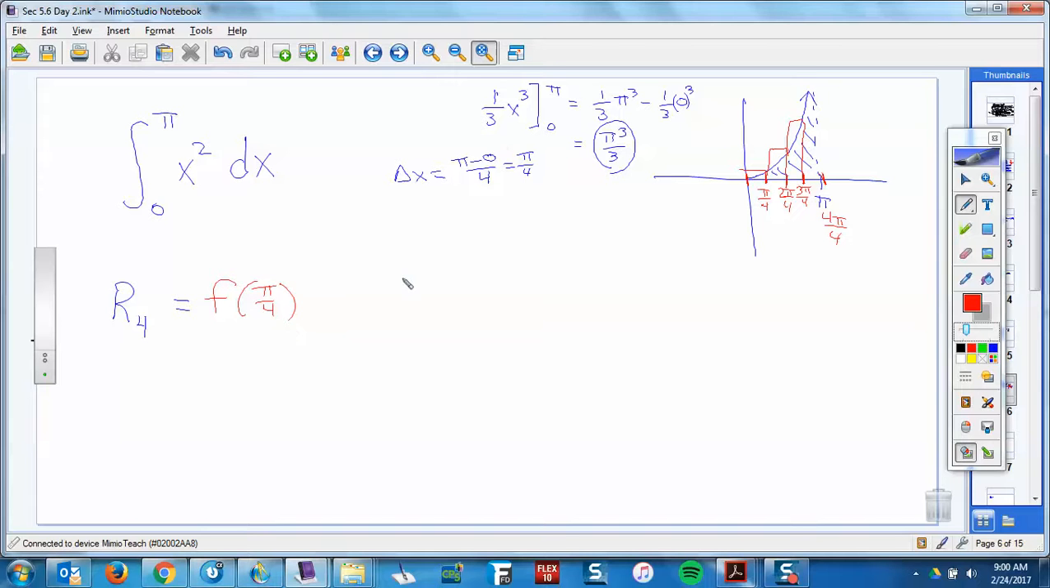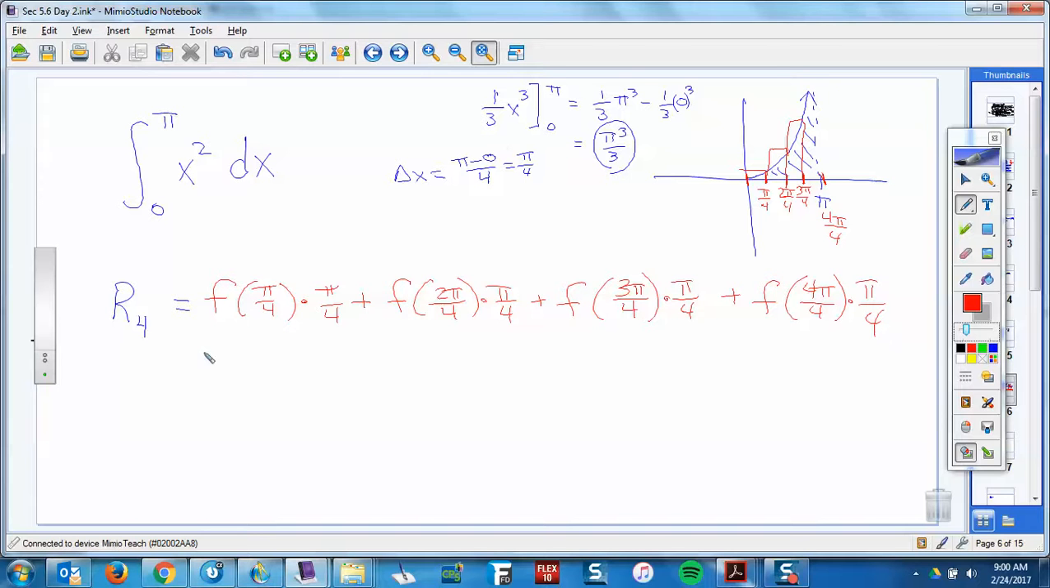So we could do this. F of pi fourths times pi fourths plus F of 2 pi fourths times pi fourths plus F of 3 pi fourths times pi fourths, and then plus F of 4 pi fourths. We go to the last right edge, times pi fourths. That's 4 right rectangles.